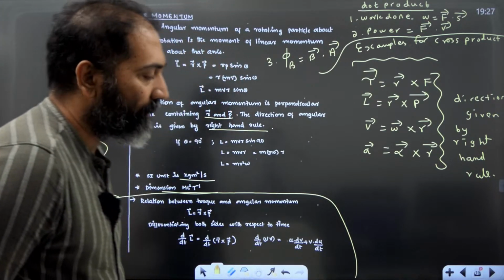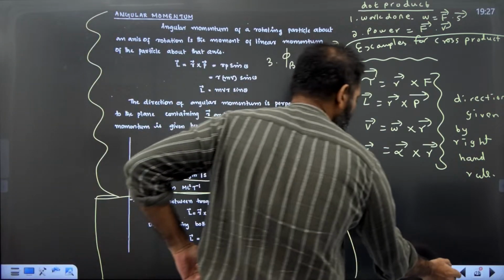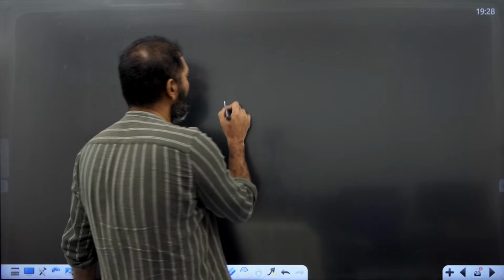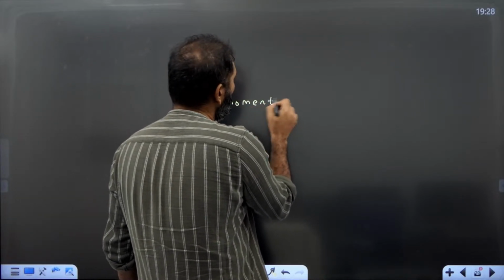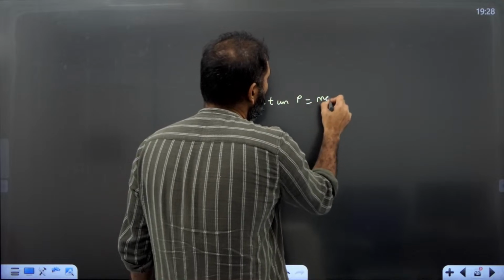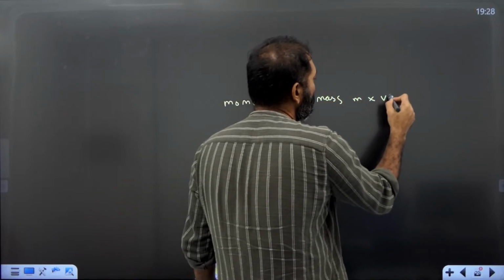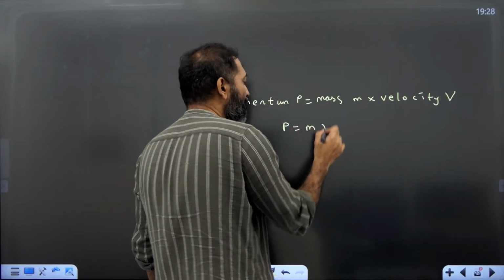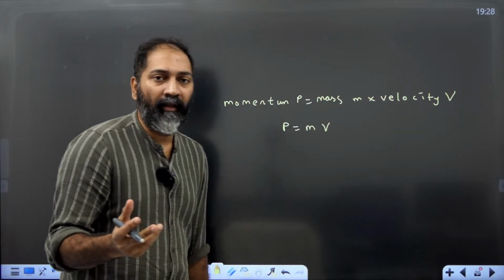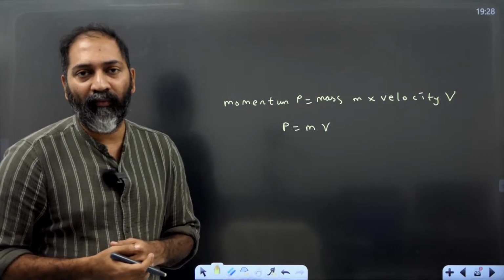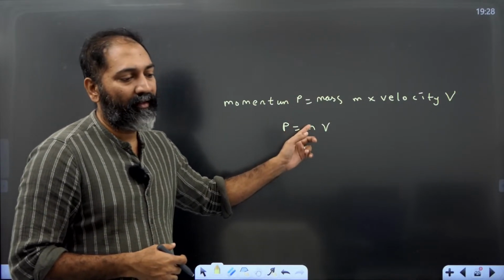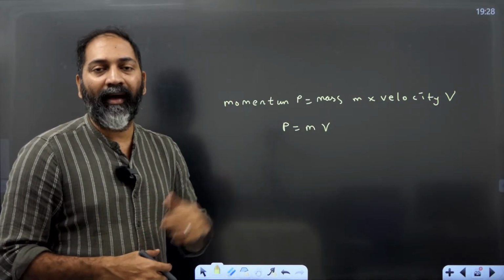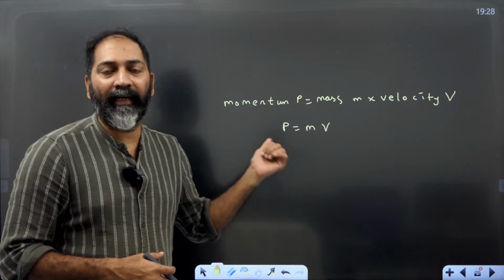L equal to mvr. L is angular momentum. See, what is momentum? Momentum P equal to mass into velocity. You can understand that when you are hit by an original cricket ball, it will be really painful, because it has more mass, so more momentum than the plastic ball or tennis ball with which we play. So the higher the velocity and the higher the mass, the greater the momentum.